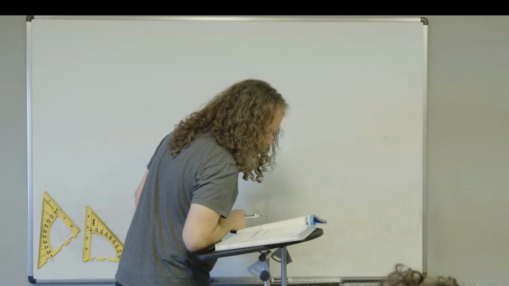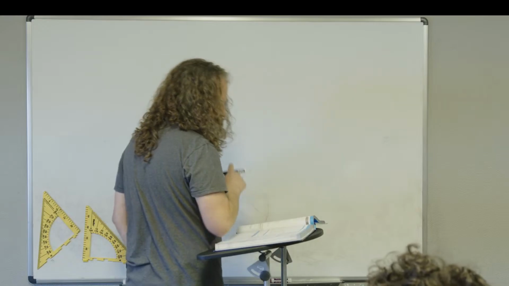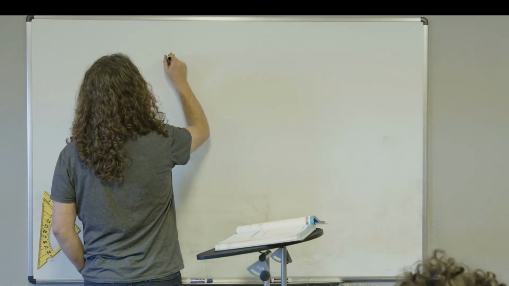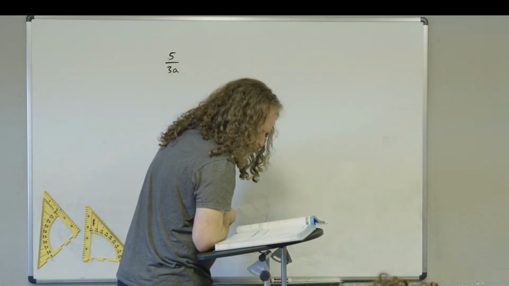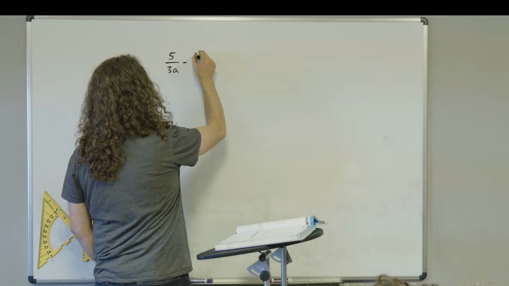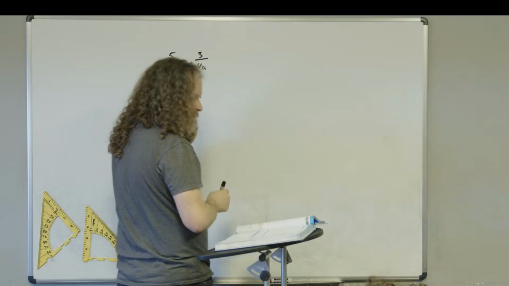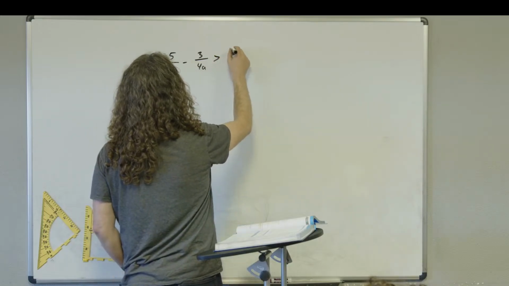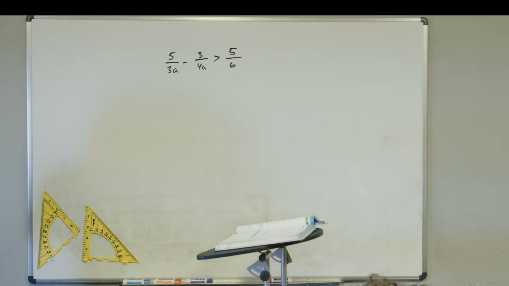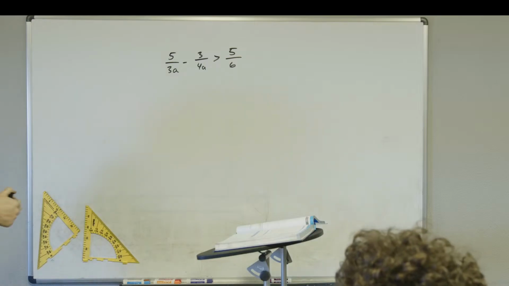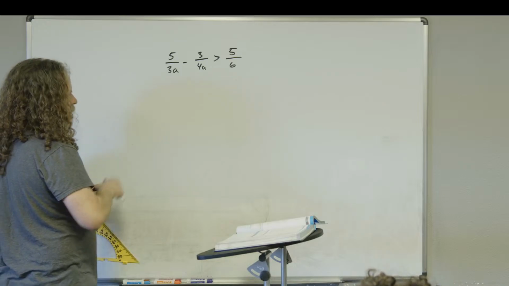Number 20, 6. 5 over 3a minus 3 over 4a is greater than 5/6. All right, what is the least common denominator? 12a. 12a, I agree.